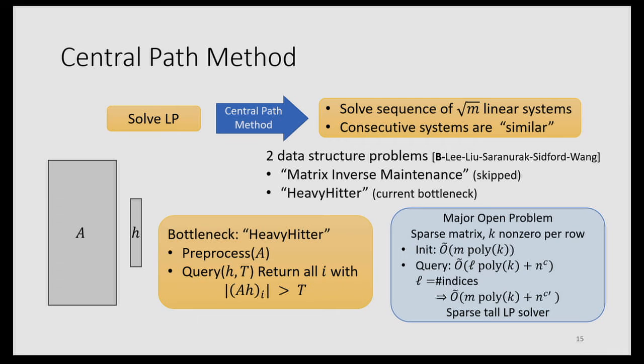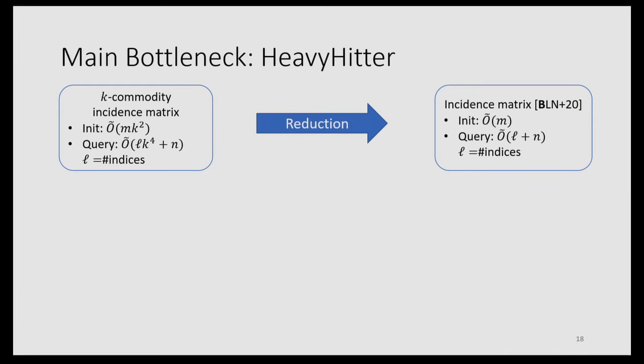At least for the special case of multi-commodity flow, we can use graph techniques to make this heavy hitter problem more efficient. Okay. So I can talk more about this during the open problem session. All right, so what's the idea for solving this more efficiently in the case of multi-commodity flows?